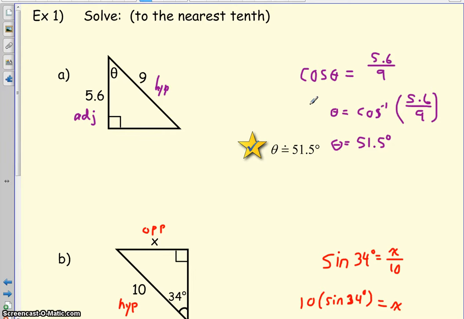So again, what that tells you is you know that the ratio between the adjacent and the hypotenuse is going to be 5.6 over 9. The cosine inverse function will give you the angle that gives that ratio. So you do on your calculator cosine inverse of 5.6 divided by 9, and you get 51.5 degrees for an angle.